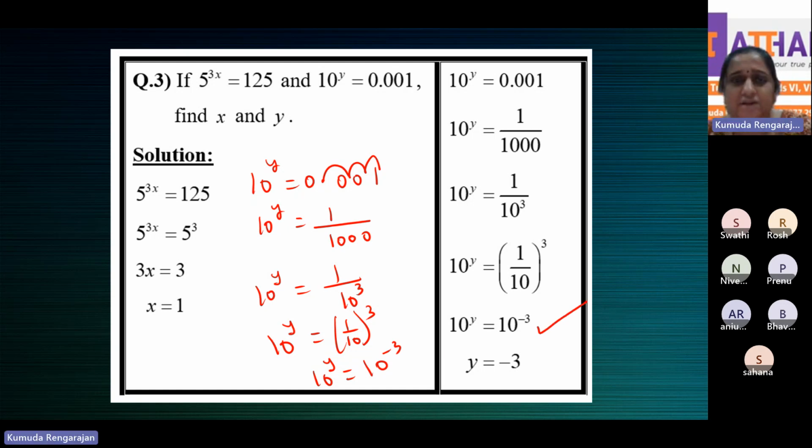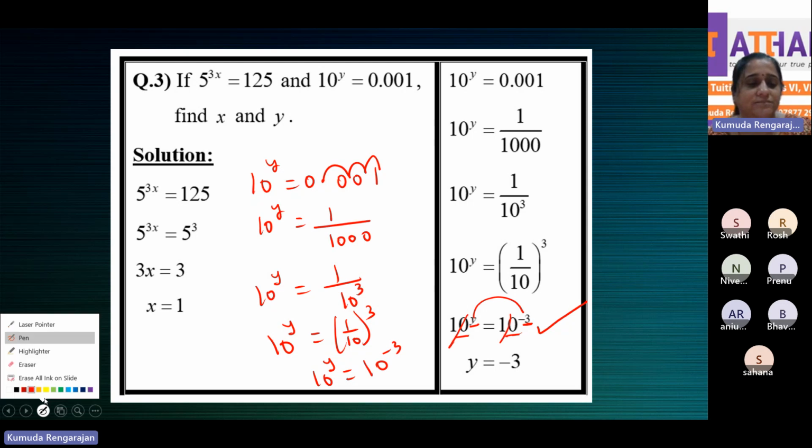You write the equivalent in the next step. 1 by 10 reciprocal is 10, and plus 3 will become -3. So now you have 10 to the power y is equal to 10 to the power -3. So on equating the powers, we have y is equal to -3 because bases are the same.